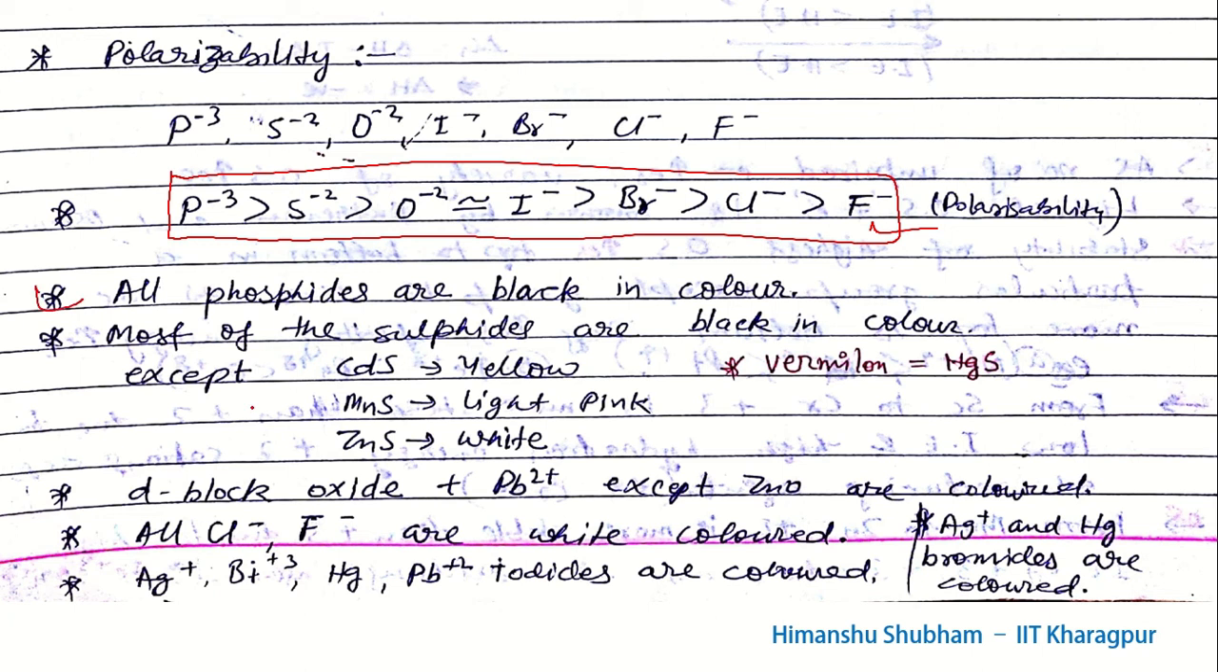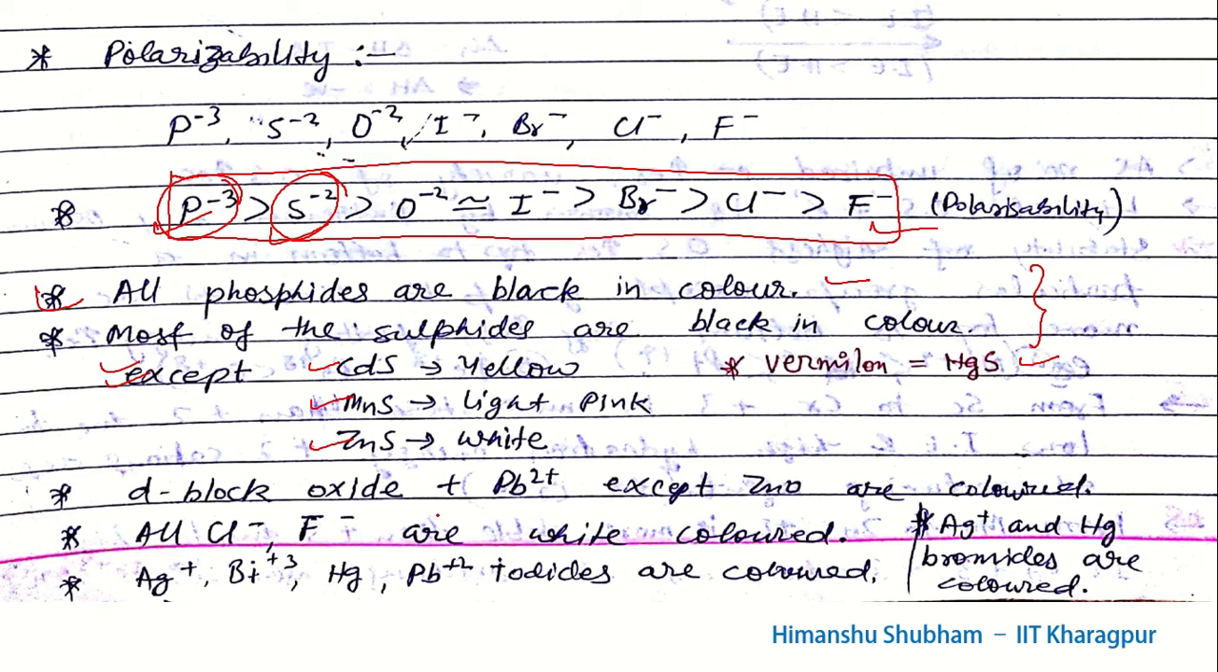Now some facts here, as was told, we must remember: all phosphides are black in color. Phosphides means formed using this anion. Most of the sulfides are black in color, means formed using this anion. You can see the polarizability is very great for P3- and S2-. So most of the phosphides and sulfides are black in color. Now exceptions are there. The exception is in the case of CdS, where the color is yellow, in MnS where the color is light pink, in ZnS where the color is white, and for HgS where the color is vermilion.